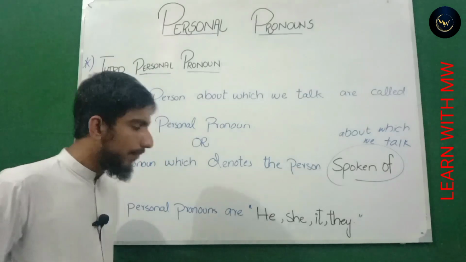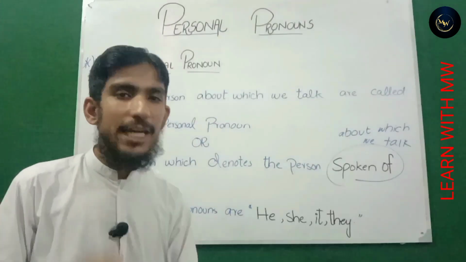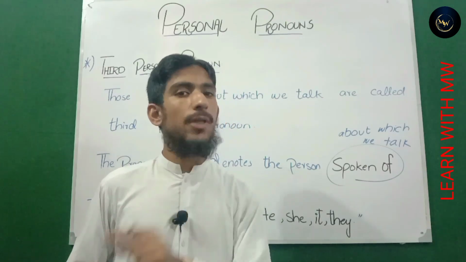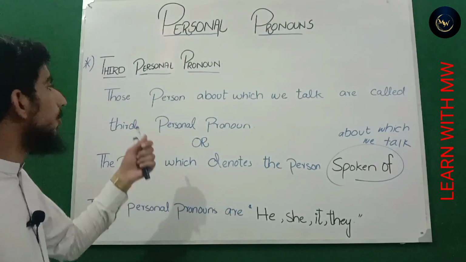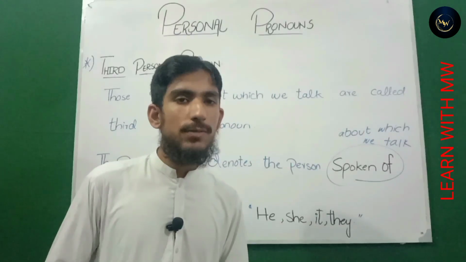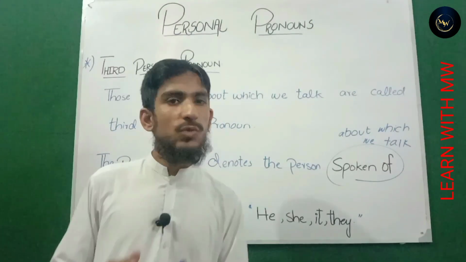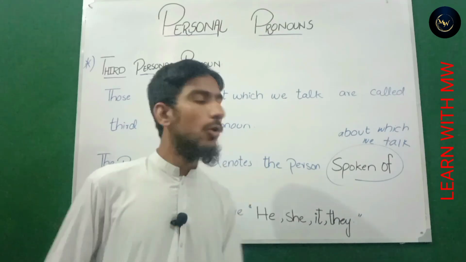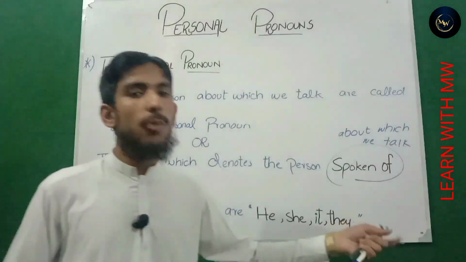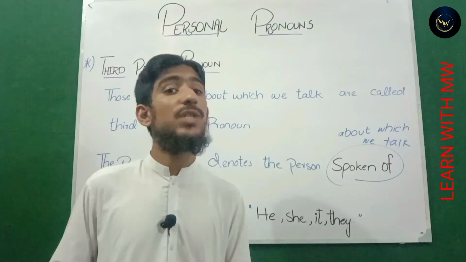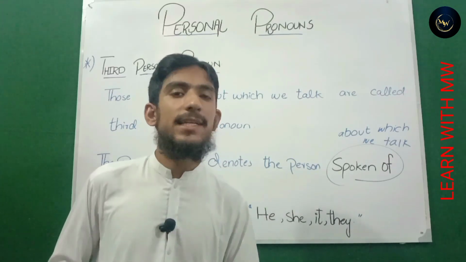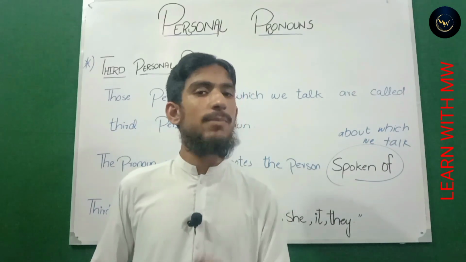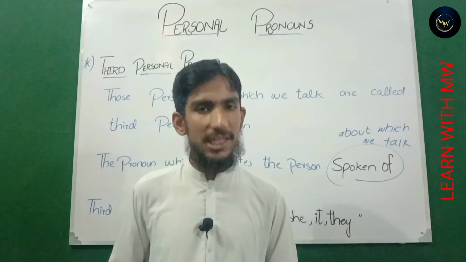So in English grammar, he, she, it, they fall in the category of third person pronoun. We have learned about the third person pronoun, the pronoun which denotes the person spoken of. Spoken of means the person about whom we talk. He, she, it and they are third person pronouns in English grammar.